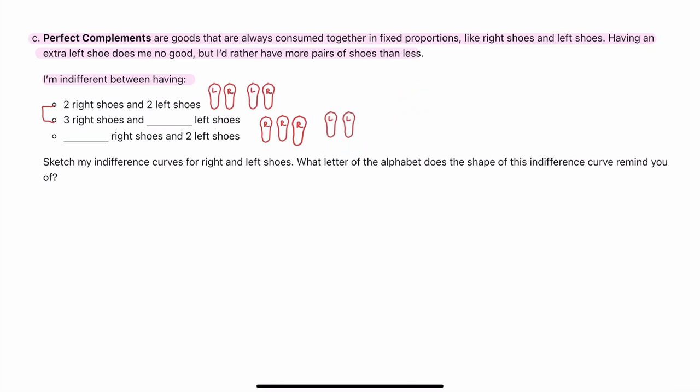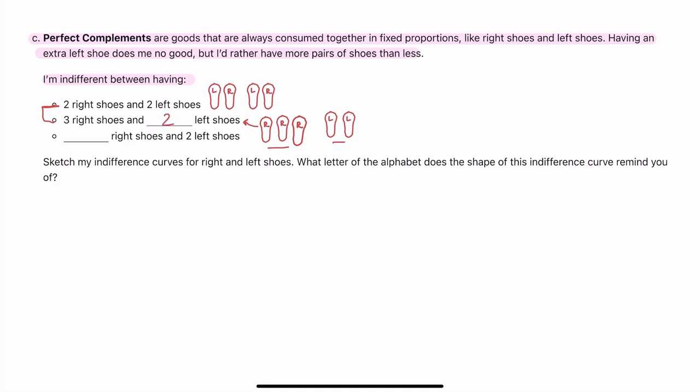So if I had 3 left shoes, that would give me 3 pairs, which would make me happier than this first bundle. So to be indifferent, I need to have 2 pairs. So if I have 3 right shoes, I would need 2 left shoes.